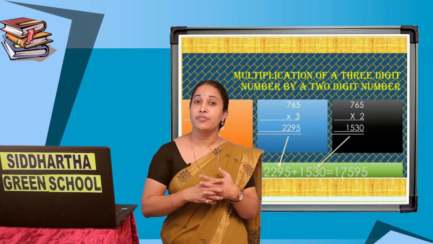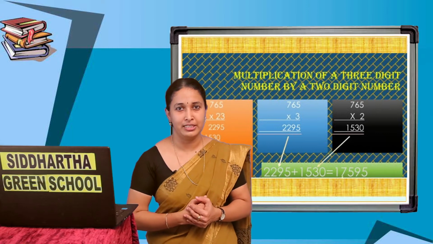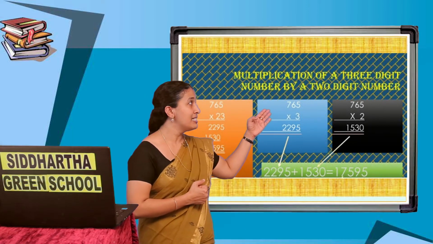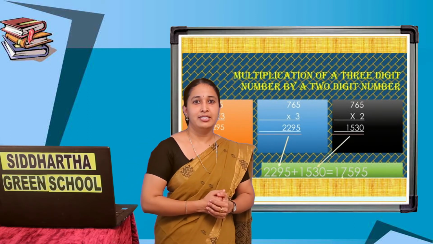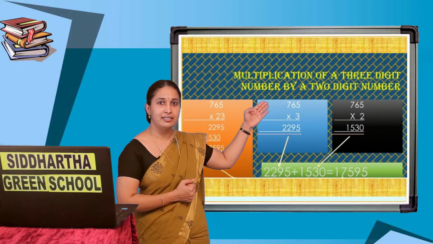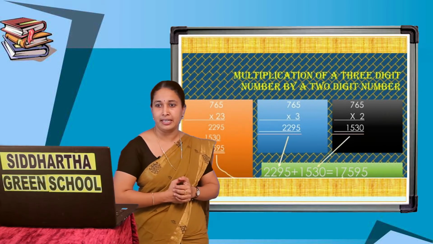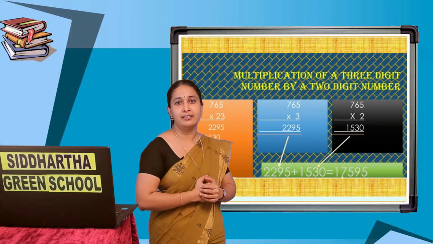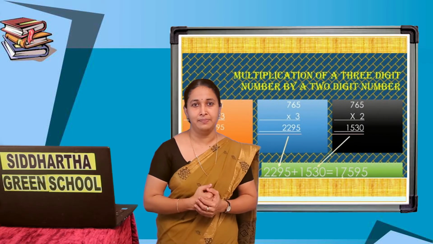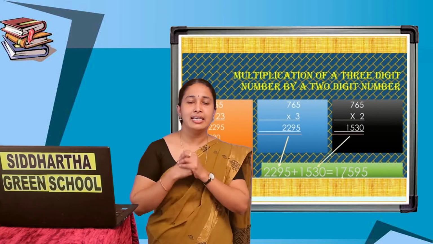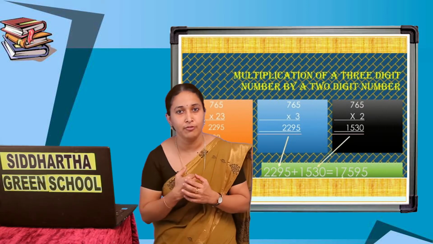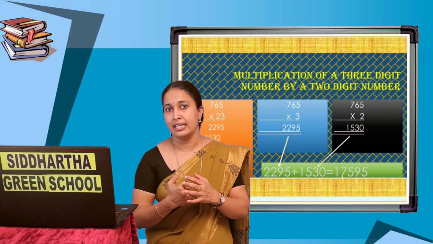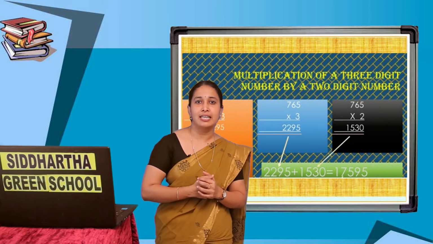So shall we start the topic? Multiplication of a 3-digit number by a 2-digit number. Here's the example: 765 multiplied by 23. Which is the multiplicand? 765 is the multiplicand, and which is the multiplier? 23 is the multiplier. Here 23 equals 2 tens and 3 ones.